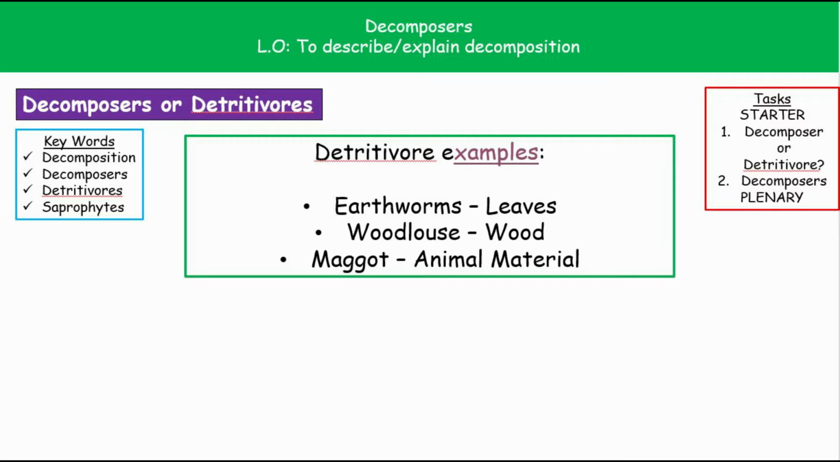And then we've got maggots, which you'll find on any dead animal lying around. So hopefully you don't have too many of those lying around in your garden anyway. So make sure you've got those 3 examples written down for me: earthworms, woodlice and maggots, and what they're actually going to be breaking down.